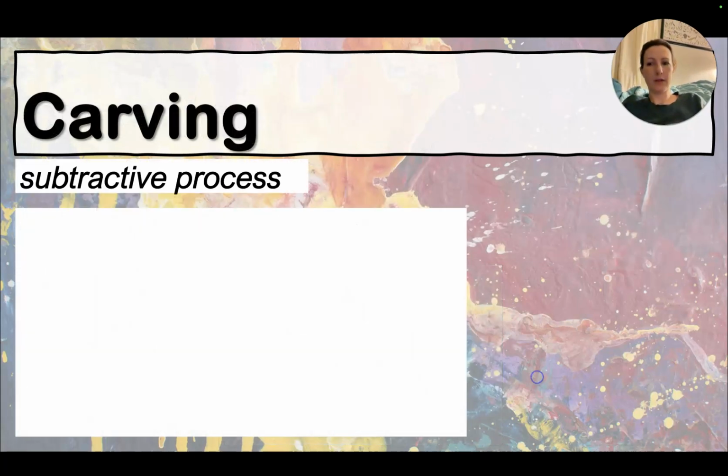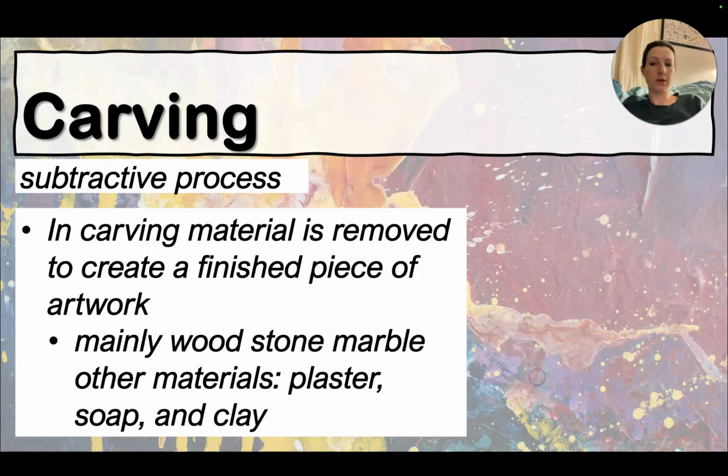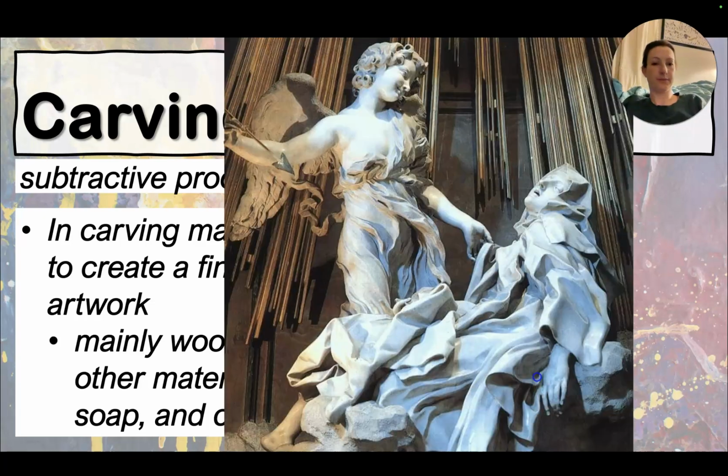One is carving. Carving is a subtractive process. You want to remove material to create a finished piece of artwork. It's mainly wood, stone, marble, those types of hard materials. You can also use plaster, soap, and clay to carve from. And here's another example, a Bernini sculpture. I am a fan of Renaissance sculpture, Italian Renaissance sculpture.